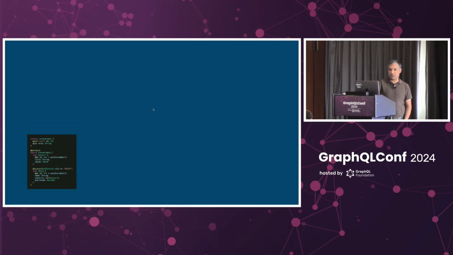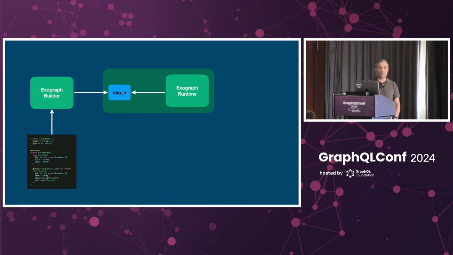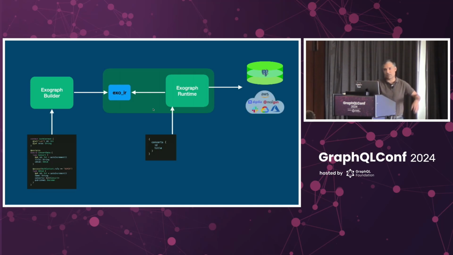The way it works is you start with your domain model, feed it into something called Exograph Builder, and Exograph Builder will examine all that stuff, make sure that it parses and type checks and everything. And then it produces something called an intermediate representation, XOIR. And then the Exograph runtime picks it up, and whenever a query comes, let's say concert, give me title and ID, it will go talk to Postgres or other services and resolve it and return you that data.